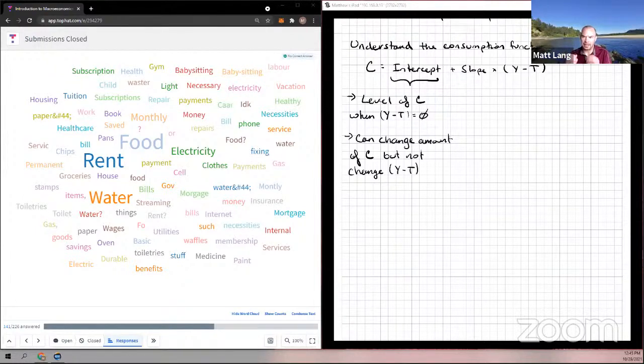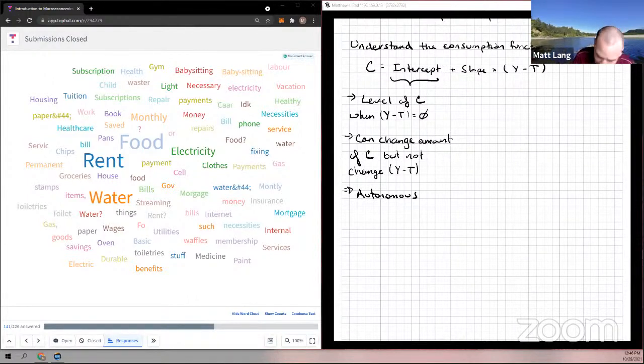Beyond that, you could say you're going to go out to a restaurant more when Y minus T goes up, right? But it's going to be that kind of baseline necessity that we're thinking about when it comes to what goes into that intercept. So we're going to call this intercept something specific. We're going to call it autonomous, or auto.